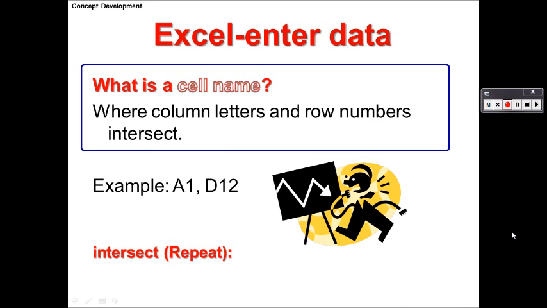The next vocabulary term is a cell name. What is a cell name? A cell name is where column letters and row numbers intersect. And intersect means to cross. So wherever the column letter and the row number cross is the cell name.